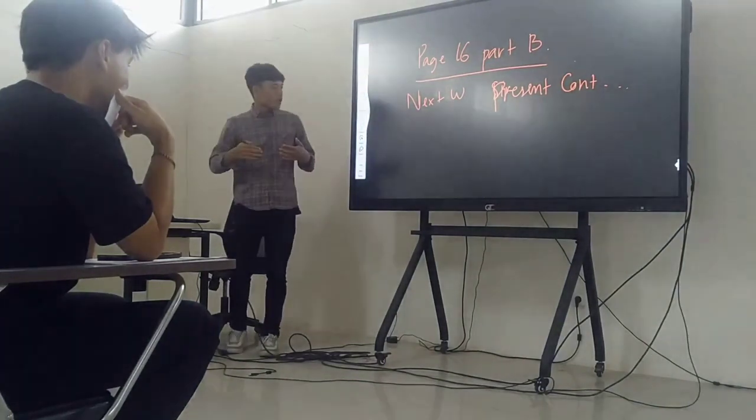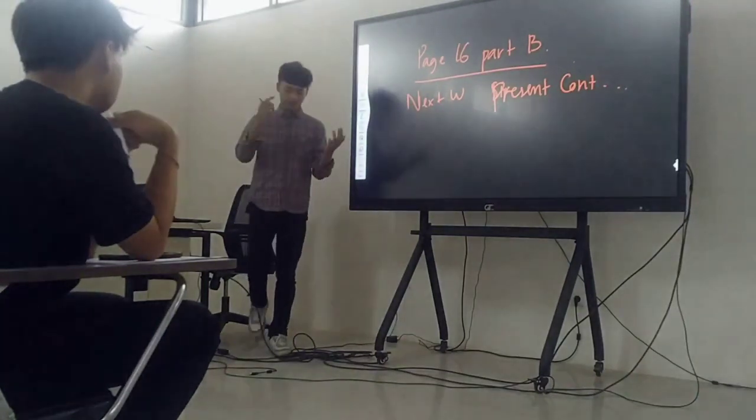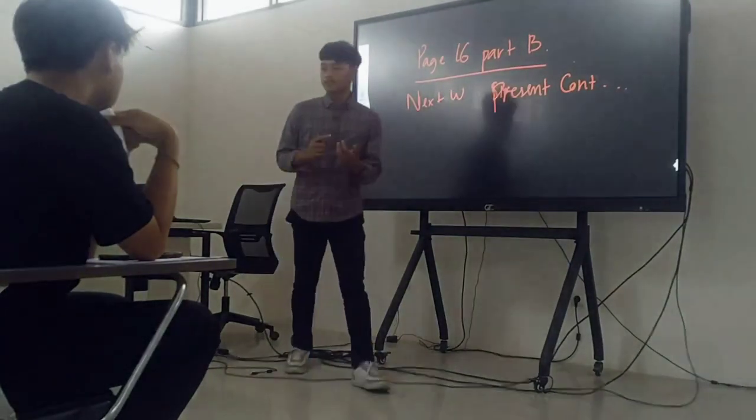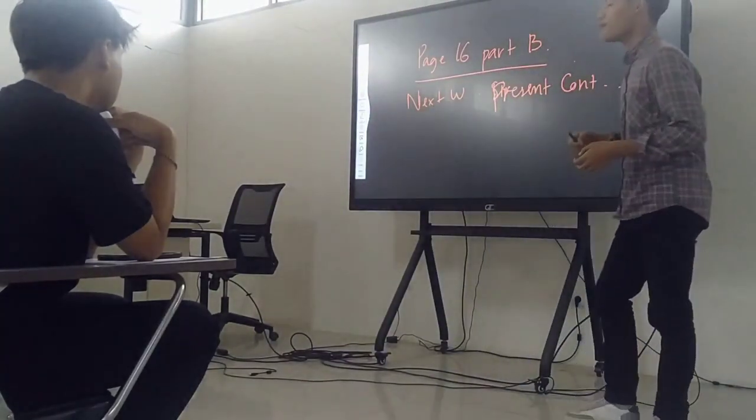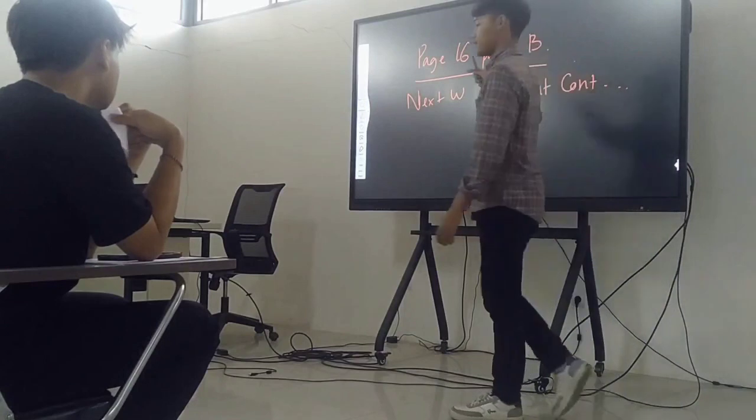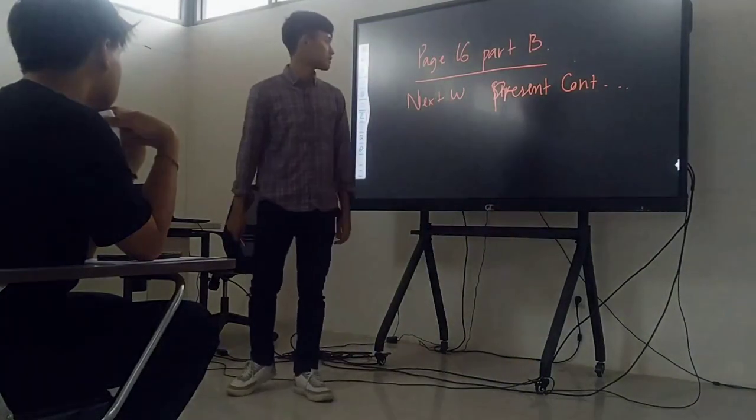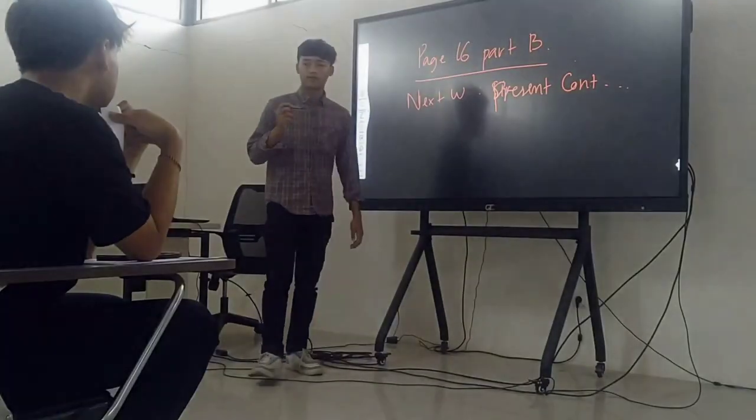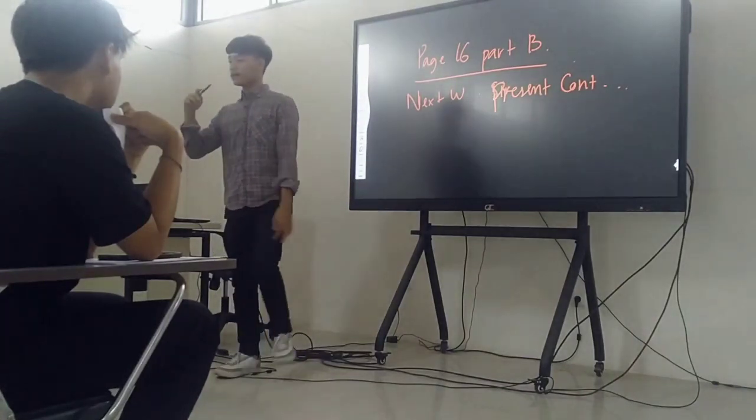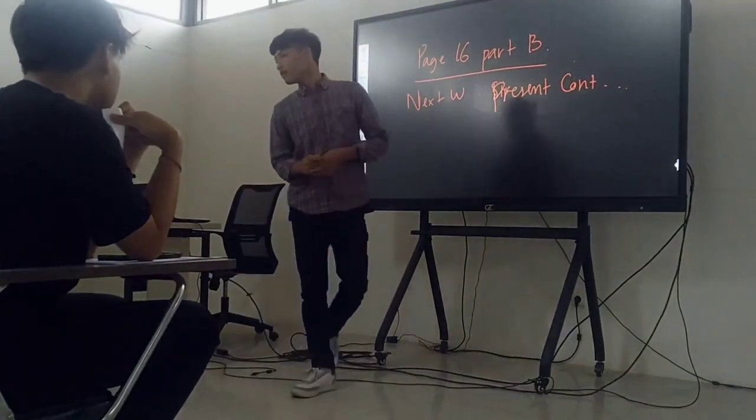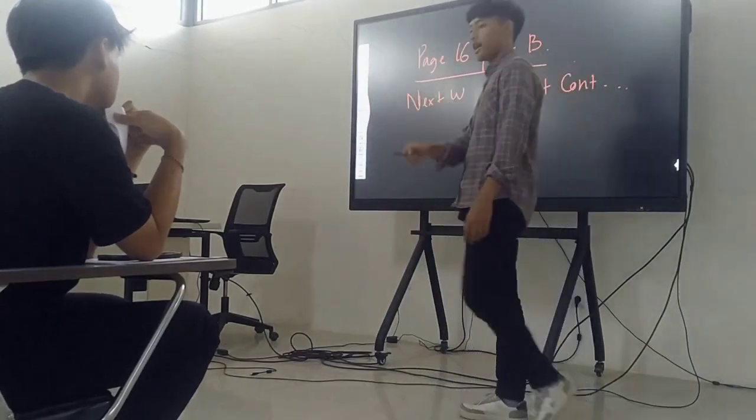Okay, before we go home, let's recap our lesson today. Okay, students, what have you learned today? Simple present tense. Describing people. We have learned about describing people by using simple present tense. What's the formula of simple present tense? Subject, verb, complement. Or we can describe people using subject plus to be plus adjective.